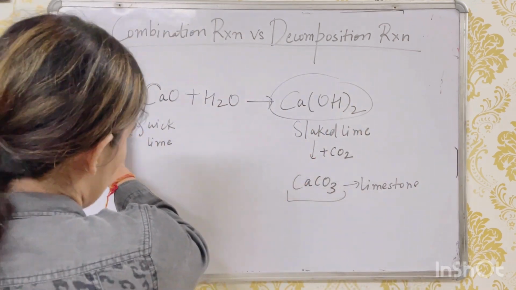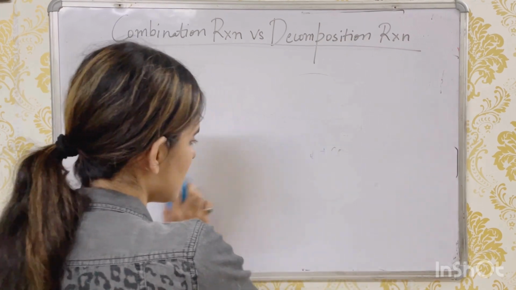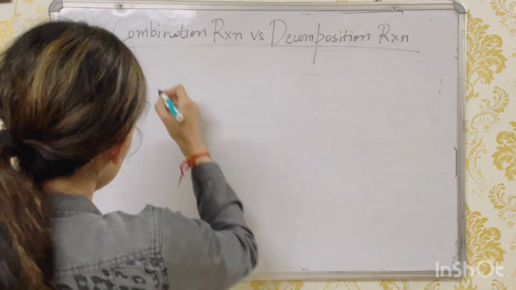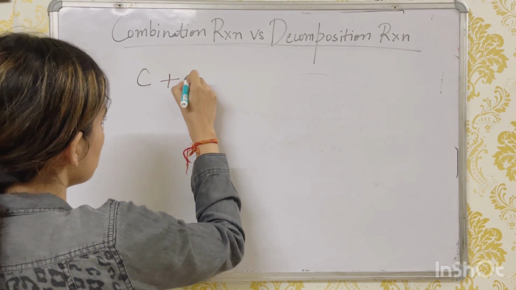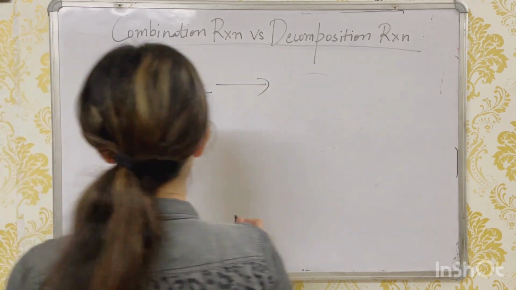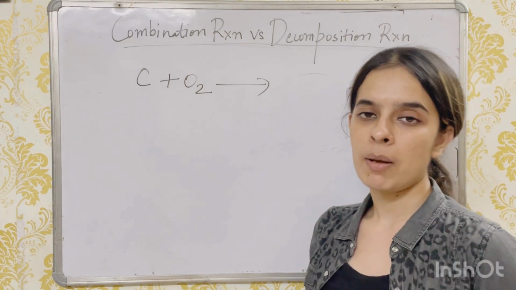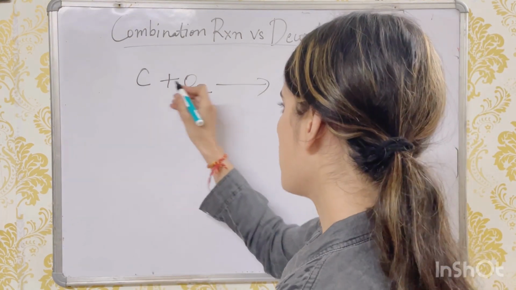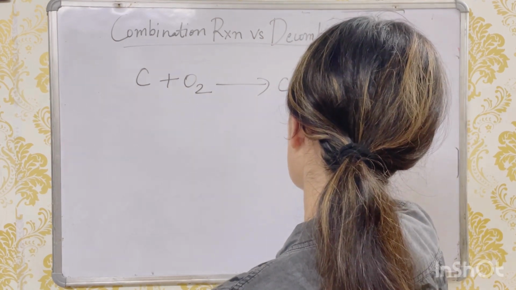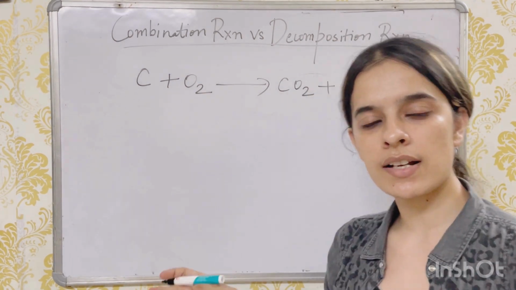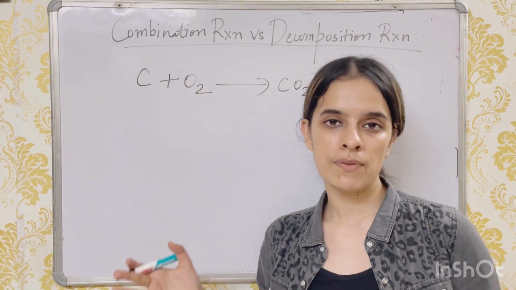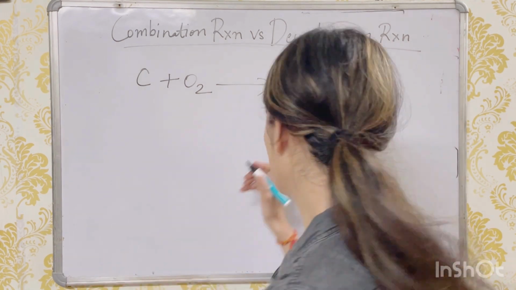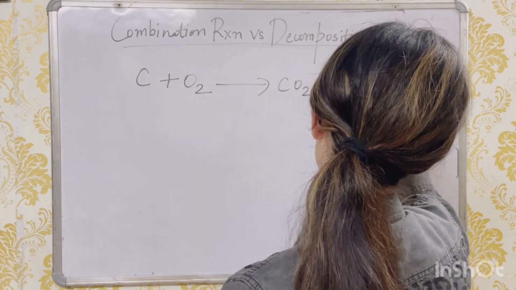So what are the other examples? Let's start from the easy ones. We can take carbon and combine it with oxygen. This is called burning of carbon, or a combustion reaction, burning of coke. When it combines with oxygen, it will form carbon dioxide. As it is a combustion reaction, a lot of heat and light would be emitted.